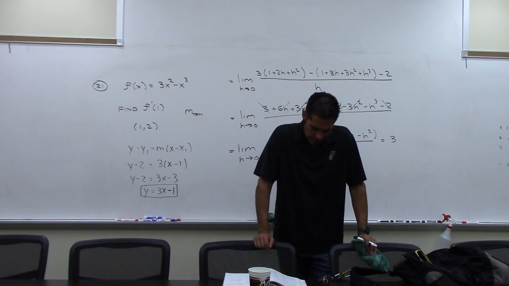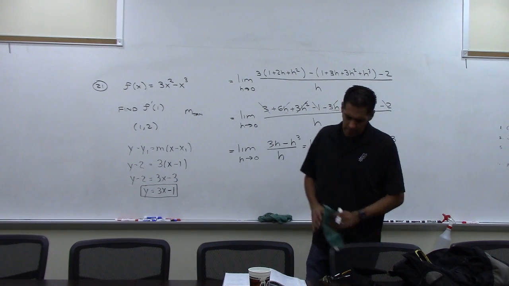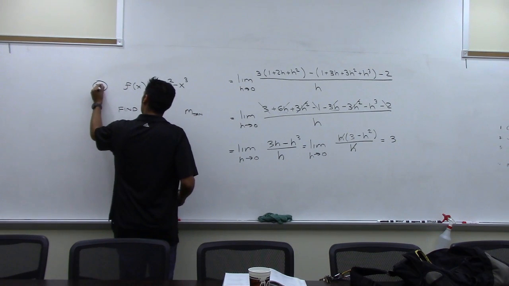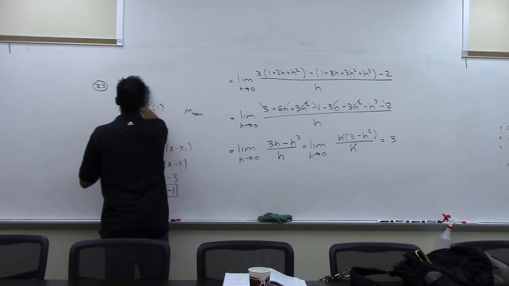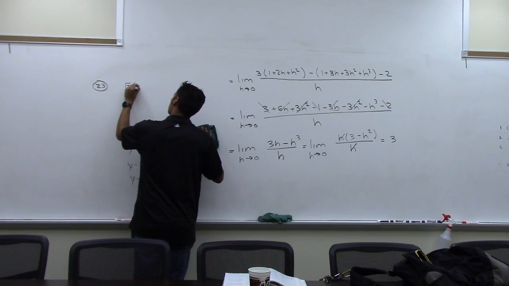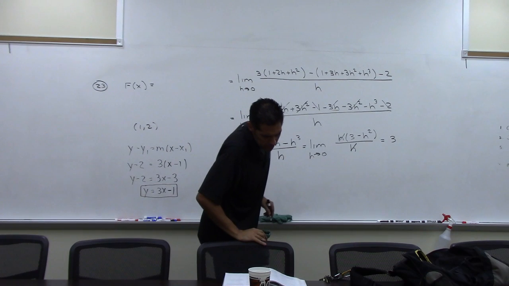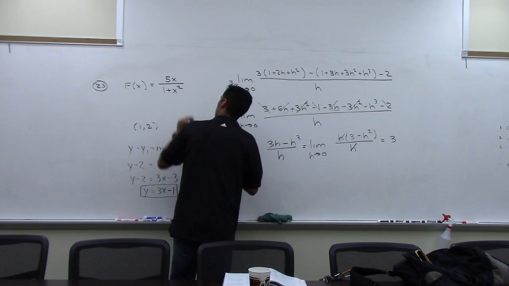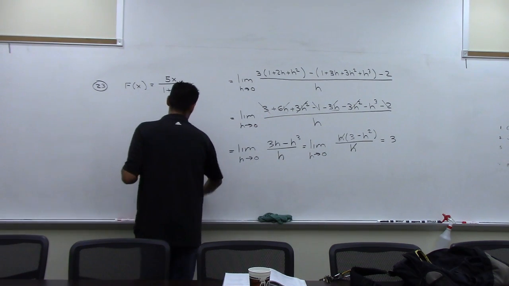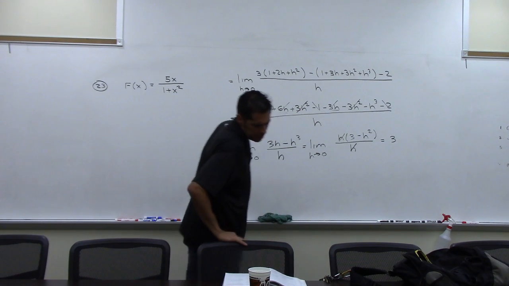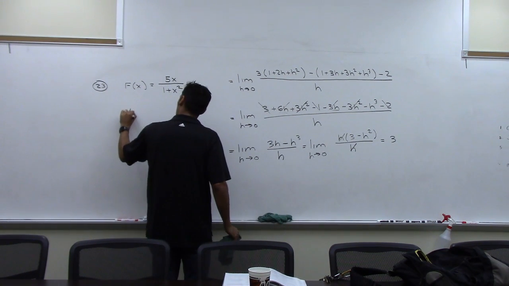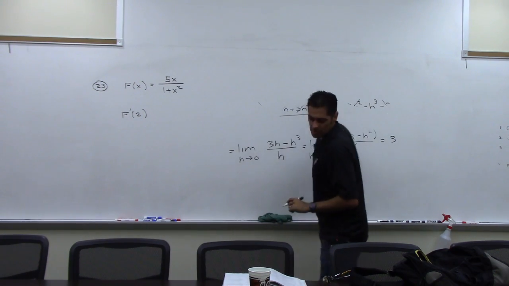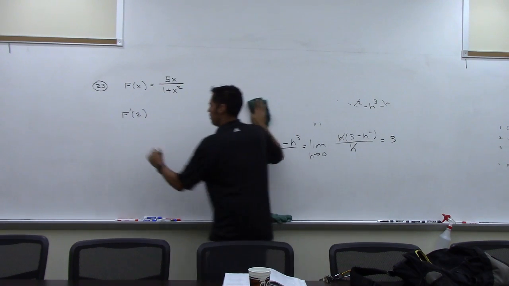Number 23 is very similar, but the algebra in that one's kind of ugly, so I think I'll work through it. They define a function capital F of x to be equal to 5x over 1 plus x squared. And they want to know what capital F prime of 2 is. So what's the slope of the tangent line at 2? And then they want to know the equation of the tangent line at the point 2, 2.